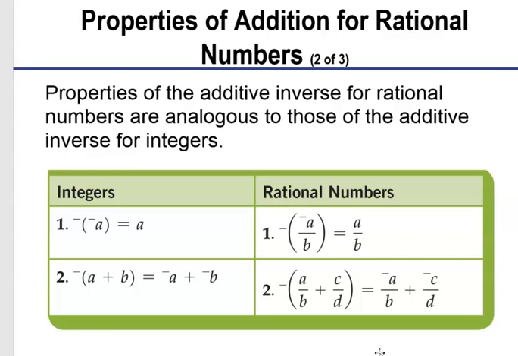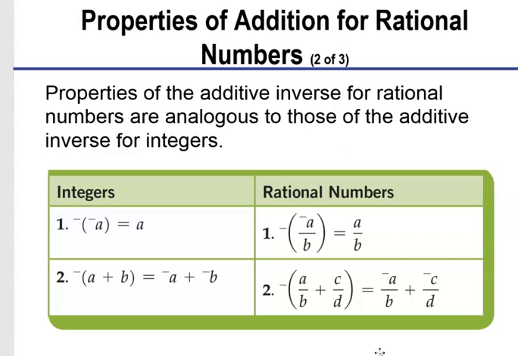Okay? Now, properties of addition for rational numbers really match very well those of the properties for integers. So if I read this, properties of the additive inverse for rational numbers are analogous to those of the additive inverse for integers. Remember we had the negative of a negative A, or the opposite of the opposite of A, is just A. It's true for rational numbers as well.